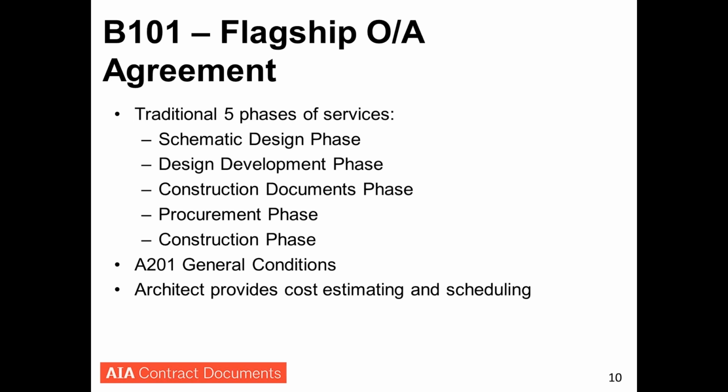Next slide, please. So B101, just very quickly go over the basics of it, because as I said, it is our flagship agreement and it's sort of the chassis on which the other documents we'll be talking about today are based. But the ones we're addressing more specifically today have been better tailored towards complex types of projects. But B101, traditional 5 phases of service. You have schematic design, design development, construction documents, procurement, and construction. It uses A201 as its general conditions, and the architect provides the cost estimating and scheduling as part of its basic services.